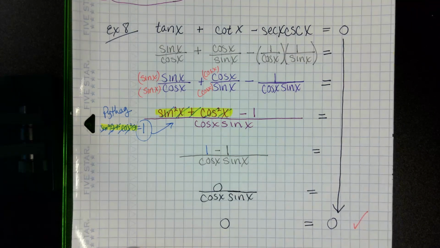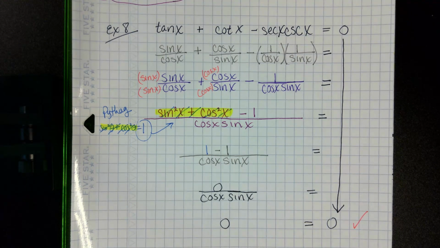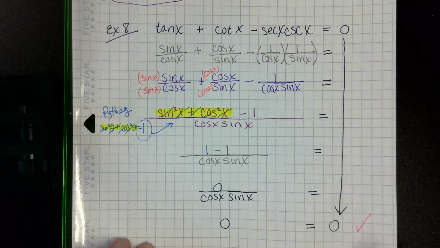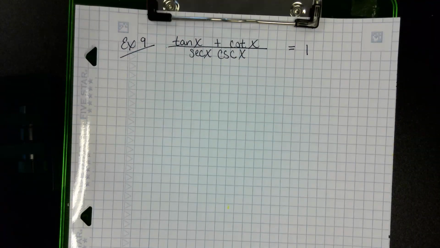One more example for you guys. There it is. We have tangent x plus cotangent x in the numerator and secant x, cosecant x in the denominator. And it should equal 1.